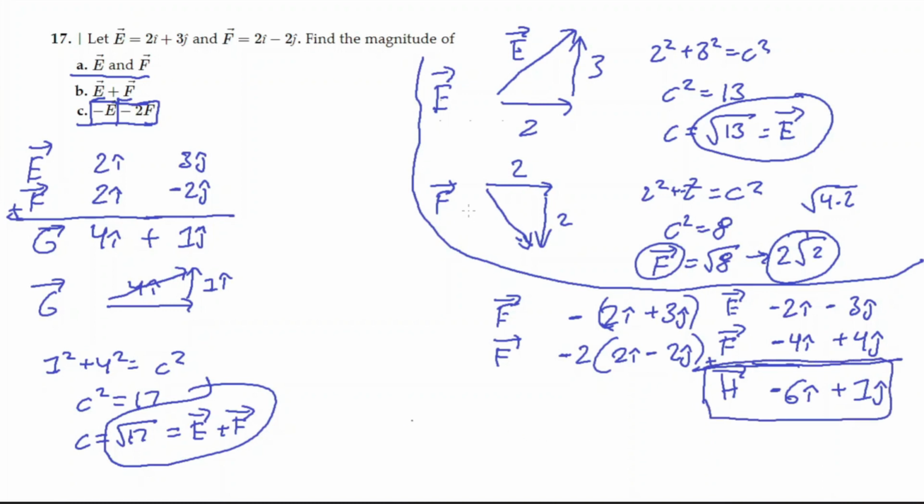And now let's find the magnitude of it. So let's draw vector h right here. So we have 6 units to the left, being that. And then we have 1 unit up.